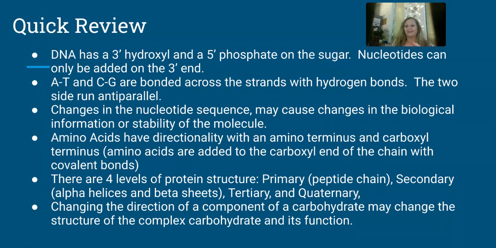Amino acids have directionality as well. The amino terminus and a carboxyl terminus, amino acids are only added to the carboxyl end of the chain, also with covalent bonds. Four levels of protein structure: primary, which is your peptide chain; secondary, where you form the alpha helices and beta sheets; tertiary and quaternary. And tertiary, of course, is that one complete. Quaternary is when you have multiple stuck together. Changing the direction of a component in a carbohydrate can change the structure of the complex carbohydrate and its function. So the giant takeaway from this video is directionality matters, structure matters.